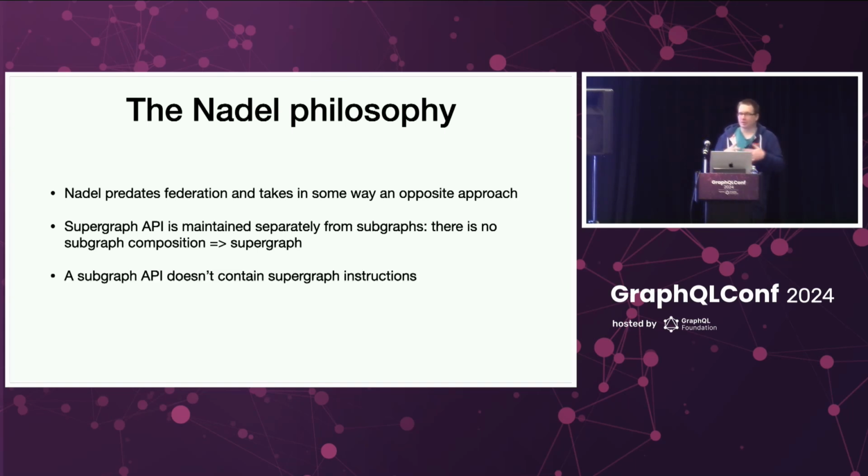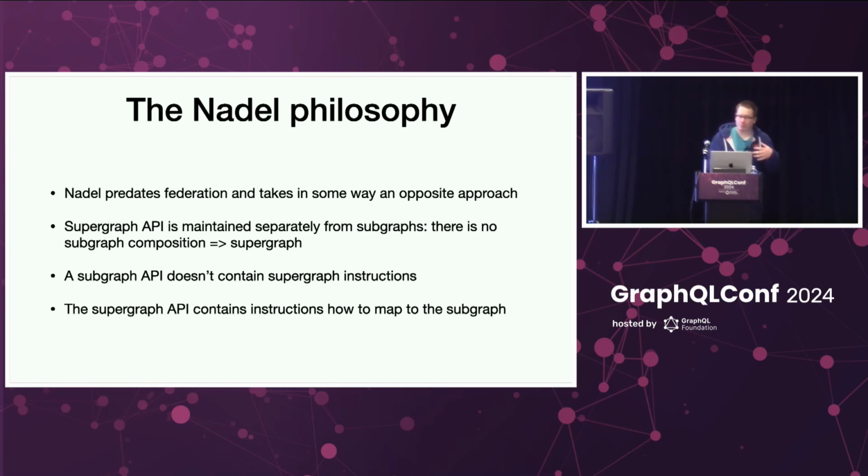It also means the subgraph API is independent of the supergraph. There are no directives, instructions, or metadata on the subgraph which tell you how it is exposed via the gateway. It's a separate thing. The subgraph lives on its own, and doesn't have directives like what we saw in the keynote about lookup or something like this. It doesn't exist. It's all in a separate world which maintains the Supergraph API.